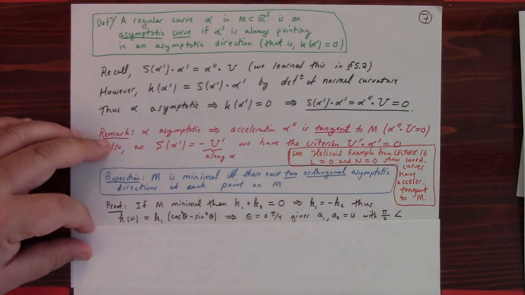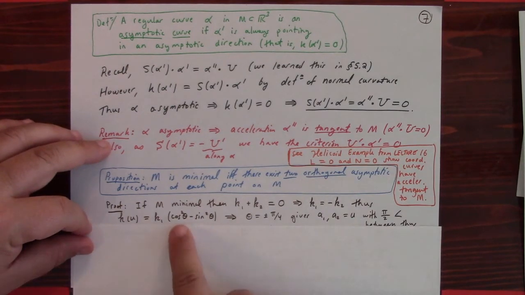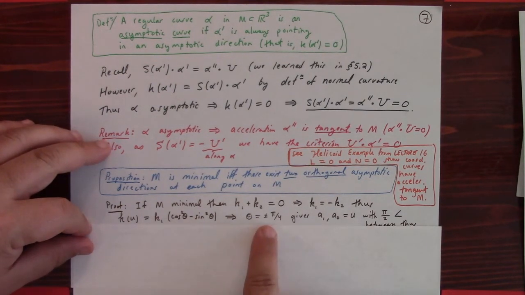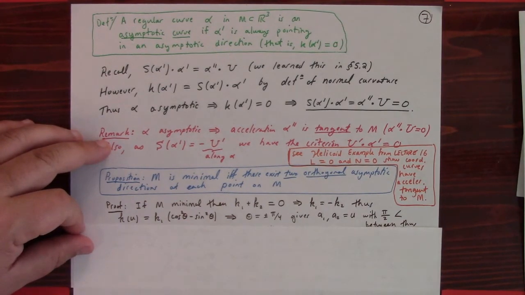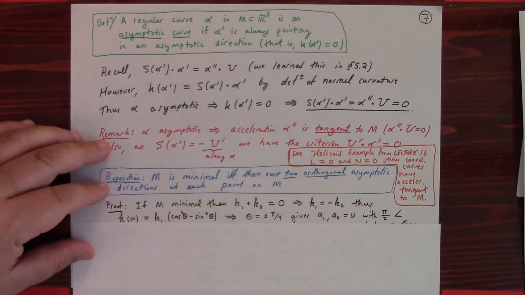So if both K1 and K2 are 0, then every direction's asymptotic. So certainly there exist two. There exist many more than two, but if K1's non-zero, then this being 0 forces that cosine is plus or minus sine, which is to say that theta is plus or minus pi over 4. And so for those two different directions, you've got pi over 2 between them, separating them, right? So that's the forward direction of the proposition.